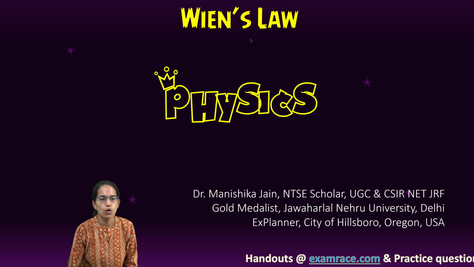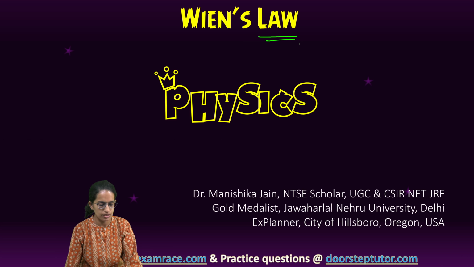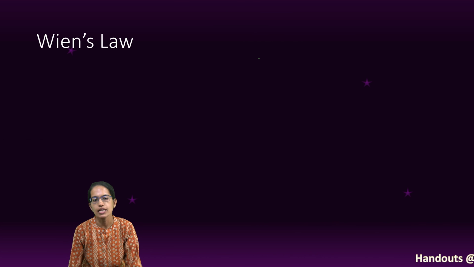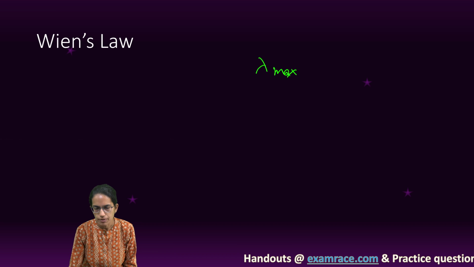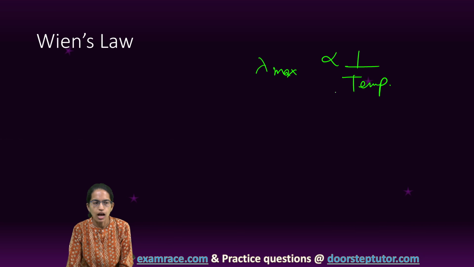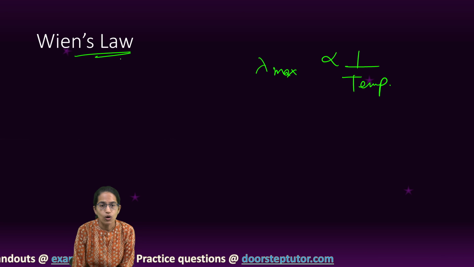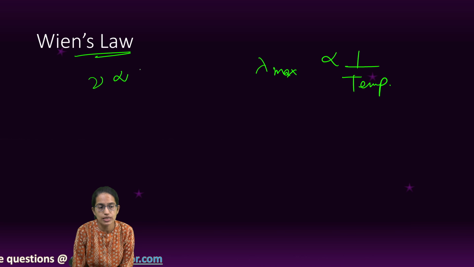What is Wien's law in physics is what we would understand in this lecture. Now, Wien's law is a very simple concept where we say that the wavelength of the peak of emission is inversely proportional to temperature. Now, to understand Wien's law, let's first understand the simple principle where I say frequency works inverse with wavelength.